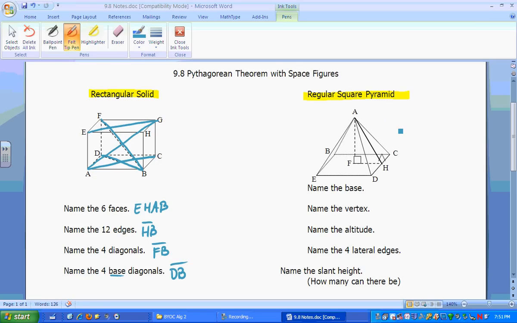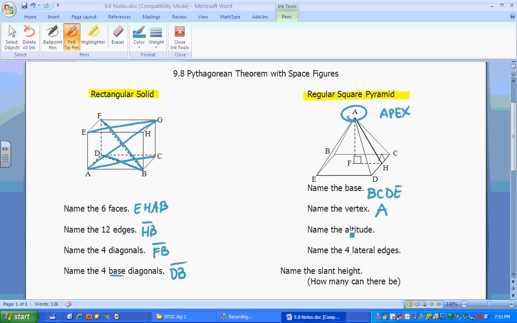Over in the regular square pyramid, what do we notice? We notice that the base is a square, so we know all the sides. So we can name the base. There's only one of them, B, C, D, E. All right, the vertex, name a vertex. Vertex is where any of the pieces connect. So the major vertex is A. It's called the apex. It's the highest point of it.